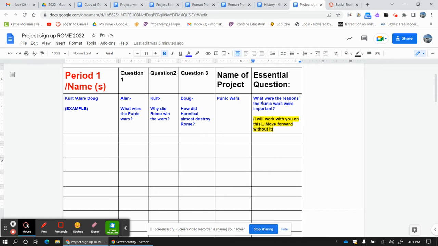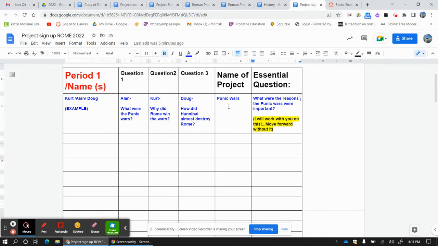Now, our overall essential question, don't worry about it, I will work with you. I even have it right here. Move forward without this for right now. But eventually it's going to be, what were the reasons the Punic Wars were important? So we're going to get there later. But right now, these three research questions are going to drive our topic, the Punic Wars.